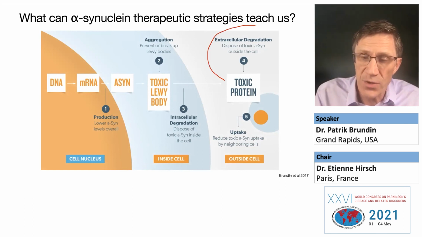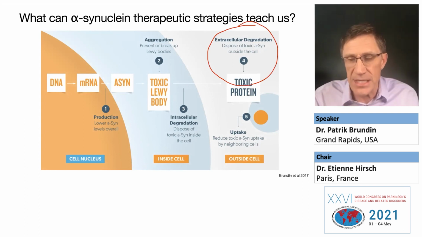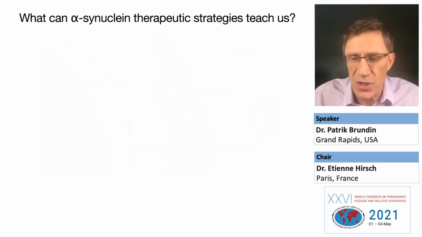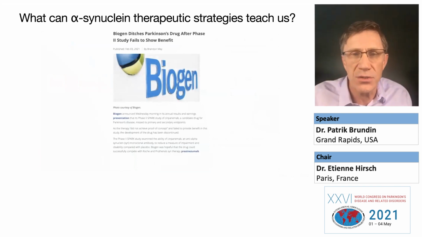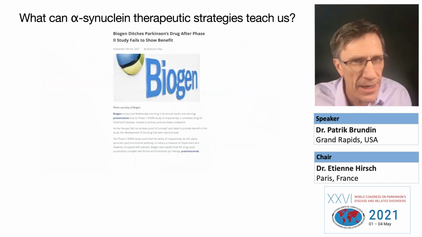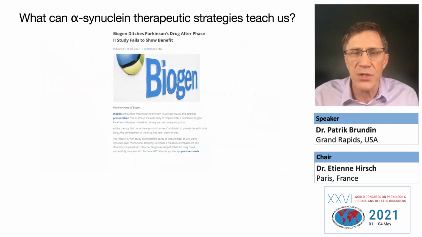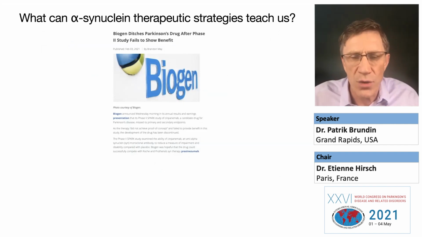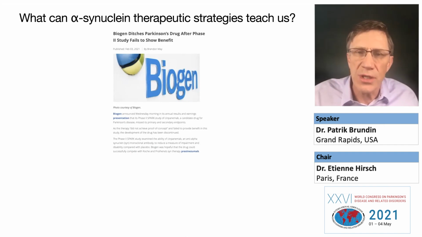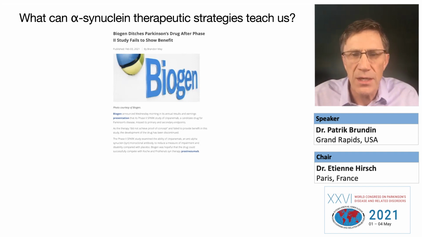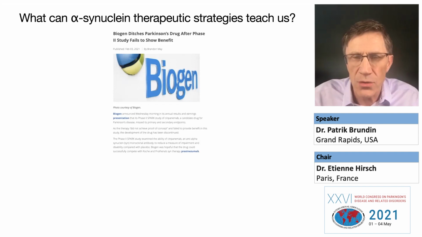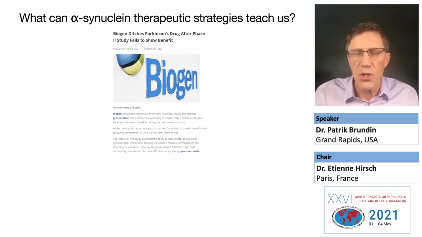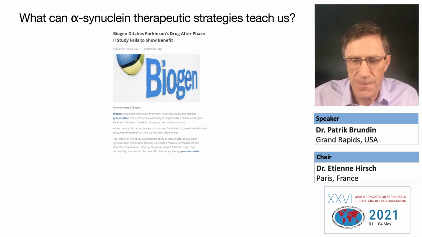And if we think about promoting its degradation outside the cell, one of the most interesting ideas of how to do that is to use antibodies. And I think everybody knows that just a couple of months ago, the first of the phase 2 trials, the one headed by Biogen, showed that their particular antibody, given intravenously every few weeks, did not meet its primary or secondary endpoints. No change in disease progression.